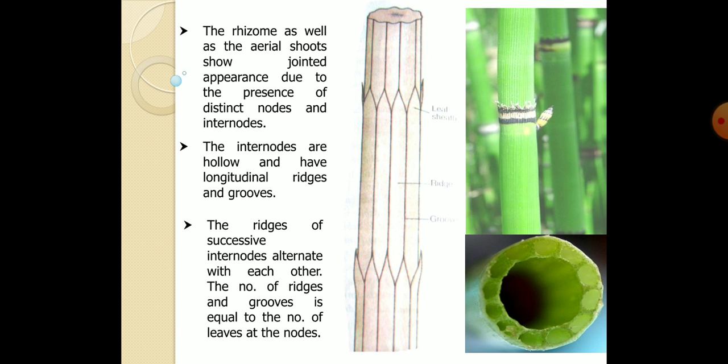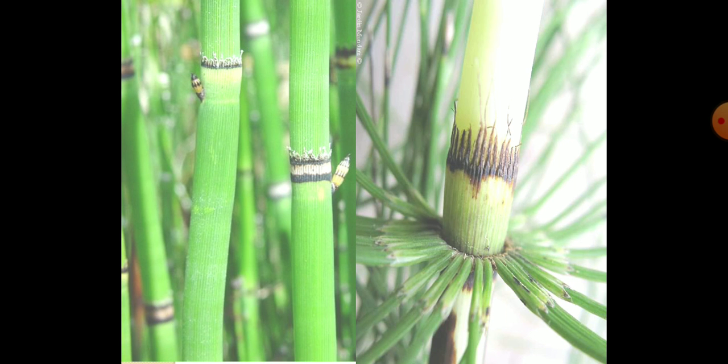This photograph shows the internodal and nodal regions. Two nodal regions are there, and the region in between them is called the internodal region. These internodal regions have a long axis and bear the scaly leaves. This picture clearly shows the scaly leaves.